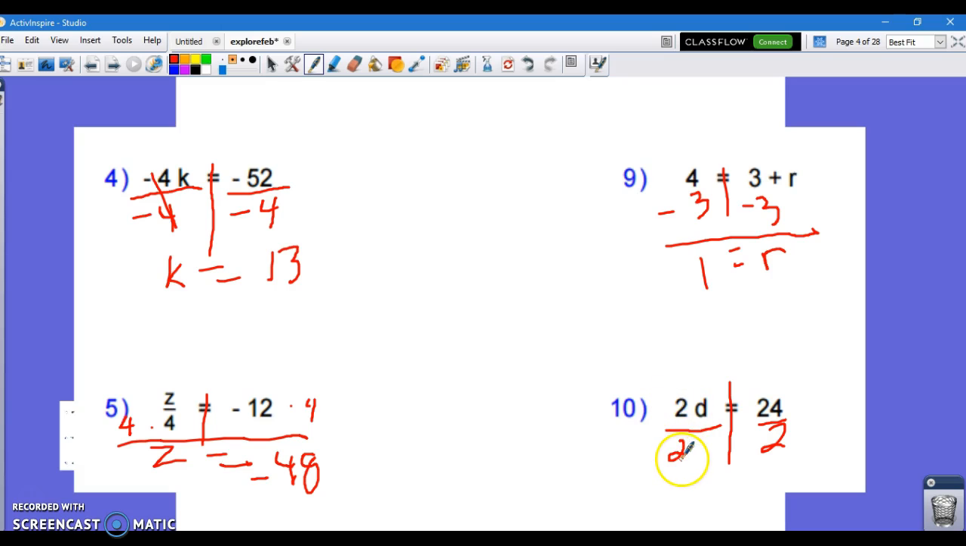This cancels out, leaving a 1, which is invisible. So I'm just going to bring down my D. 2 will go into 24 12 times. So D equals 12. That is it for the one-step equations, and in the next video I'll show you the homework that has the two-step equations.